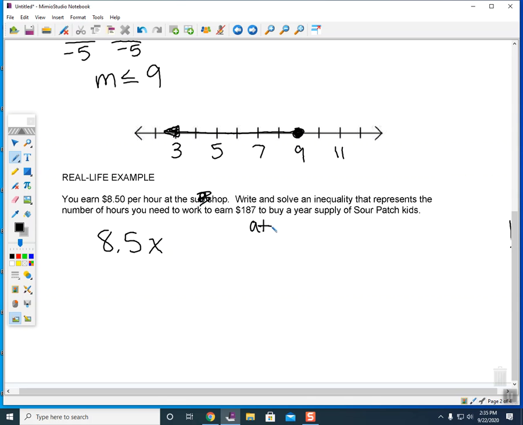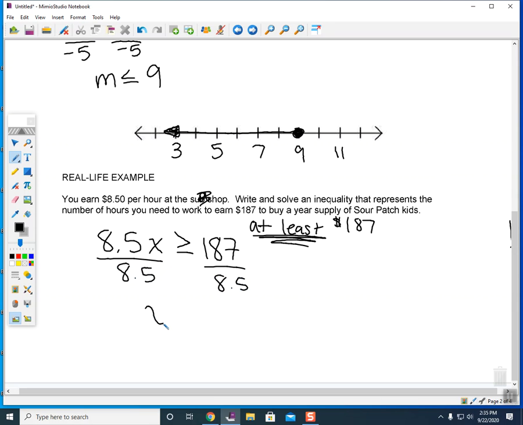we need it to be at least $187. When I see the words at least, that means that my x needs to be greater than or equal to 187. So then in order to solve this, I'm just going to divide both sides by 8.5. And then I'm left with x is greater than or equal to 187 divided by 8.5 ends up being 22. So I need to work at least 22 hours to make $187.